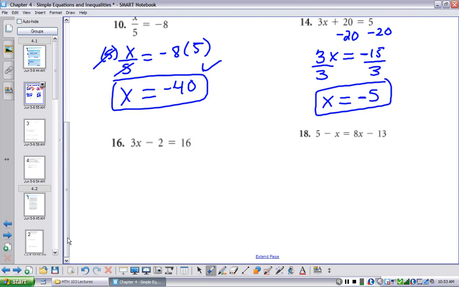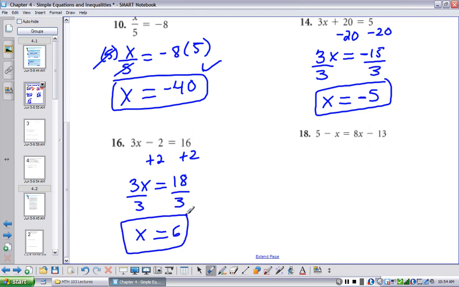Let's look at number 16. Number 16 is very similar to number 14. We need to get the term involving x on one side by itself. So instead of subtracting 2, we're going to add 2 to both sides. We have 3x equals 18. Then we can divide both sides by 3. X is 6. And we can check. 3 times 6 is 18. 18 minus 2 does equal 16.